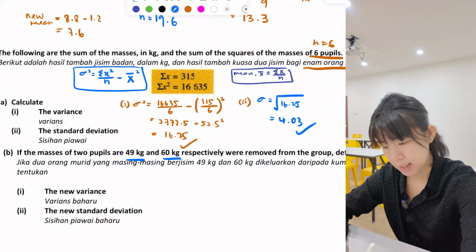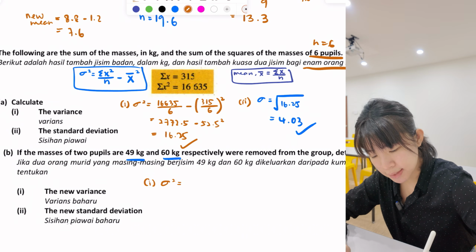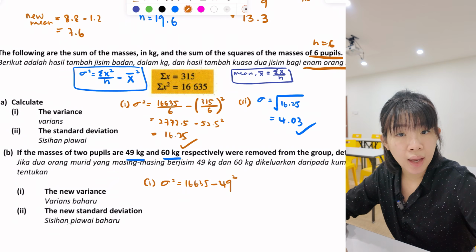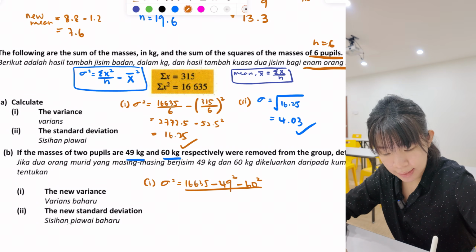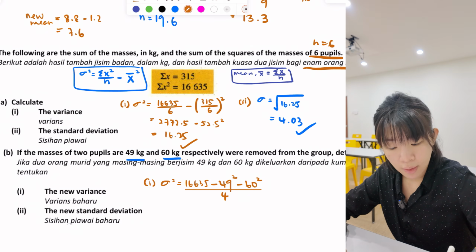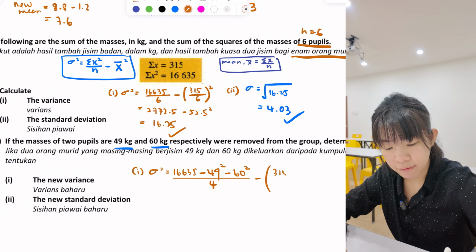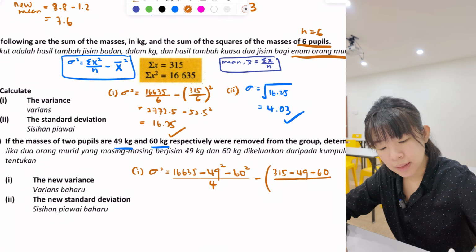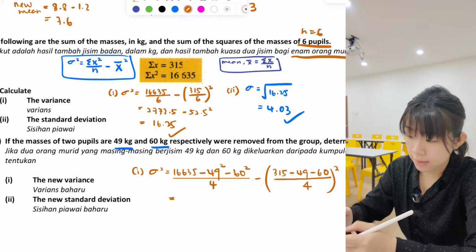The mean for 4 people: we have sum of x 315, but this is when 6 people were together. Now 2 people are removed, so you need to minus 49 and also minus 60, then divide by how many students are left, 4. So the new variance: sum of x square is 16,635 minus 49 square minus 60 square, divided by n, the 4 people left, minus mean square. The mean for 4 people is 315 minus 49 minus 60, divided by 4, then square. Now key in your calculator.